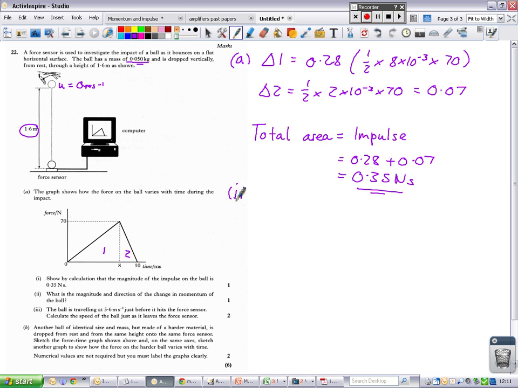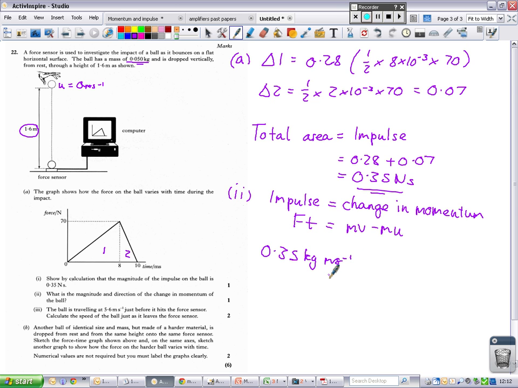Part 2. What is the magnitude and direction of the change in momentum of the ball? Well, impulse is equal to change in momentum. That's what the Ft equals mv minus mu says. That's what that equation means. You've already figured out what the impulse is. It's 0.35 Newton seconds. So your change in momentum is 0.35, but change in momentum, remember the units are kilogram meters per second.